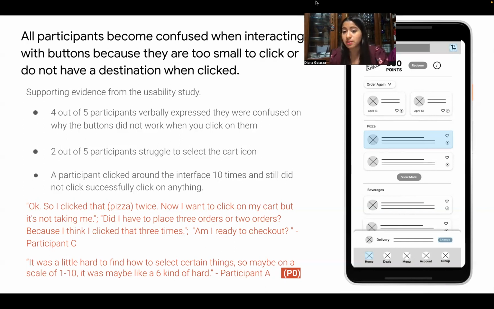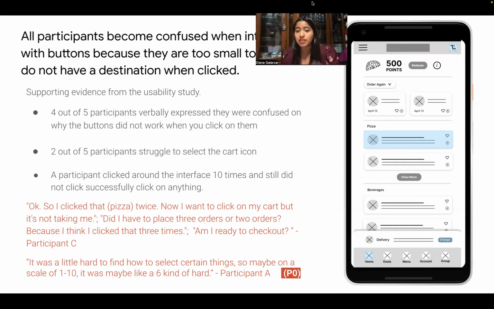If we take a look at the image here, you are seeing the menu page of our app. We can see that the user can redeem 500 points. So that's a button you can click on. You can see that they can order again. So perhaps they can click on the previous orders. They can also click on a specific pizza, etc., etc. Lots of buttons for users to click on.